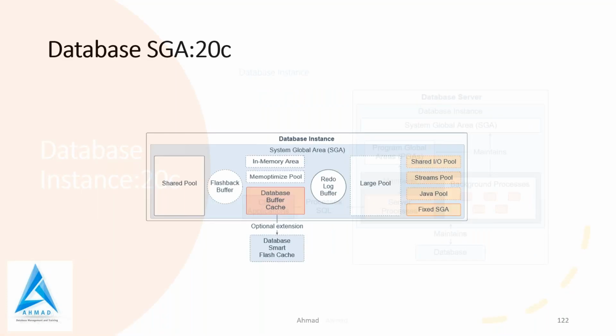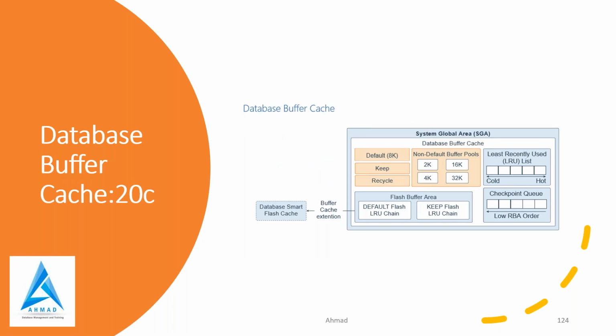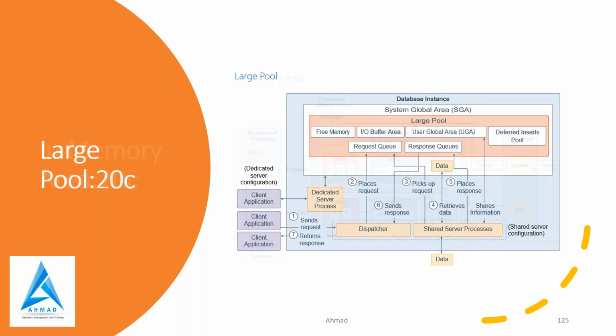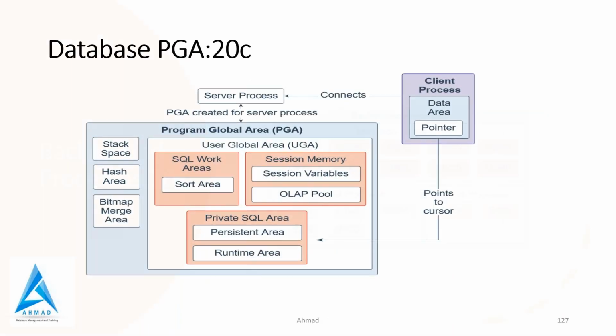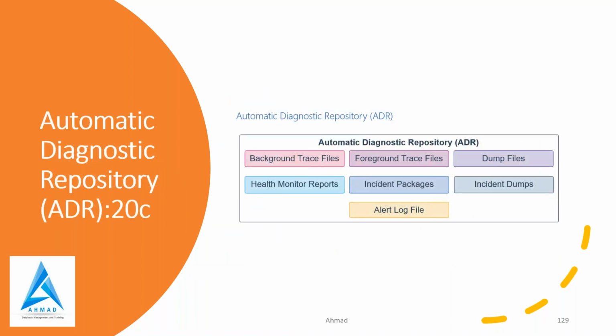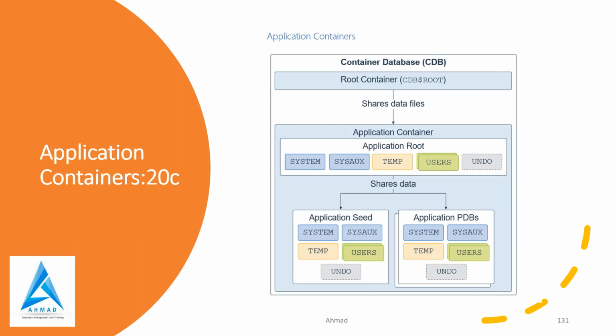And in 20c nothing changed in terms of architecture. Same. If you see this component, SGA, nothing is changed. Same thing is there: database buffer cache, large pool. Architecture wise, there is no change. Okay. So these are the things.